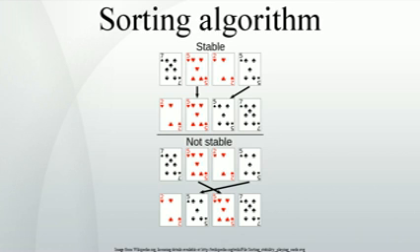Together with its modest O(log n) space usage, quicksort is one of the most popular sorting algorithms and is available in many standard programming libraries. The important caveat about quicksort is that its worst-case performance is O(n²). While this is rare, in naive implementations (choosing the first or last element as pivot) this occurs for sorted data, which is a common case.